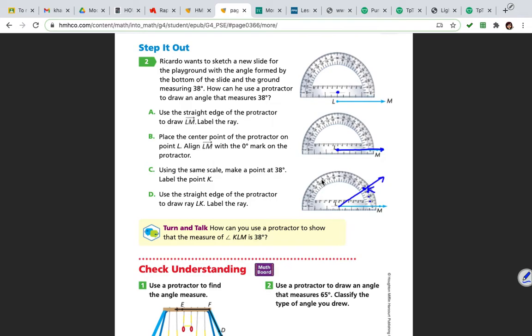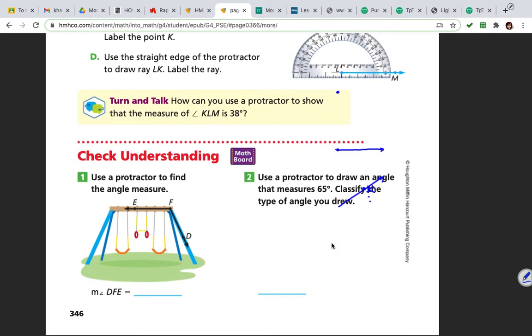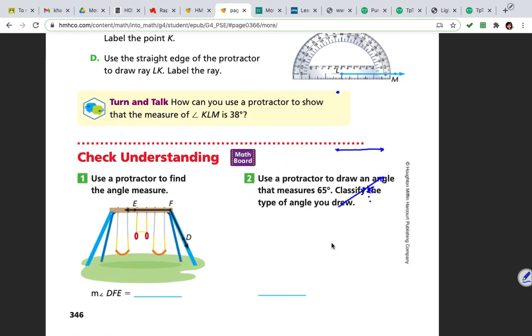At the bottom, if you don't have a protractor, then you're probably not going to be able to do this page, which is fine. We can do number 2. If you have a protractor, then you can measure it, or you can guess.